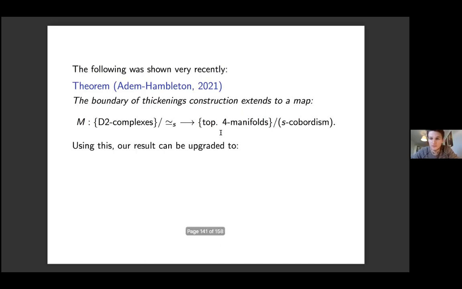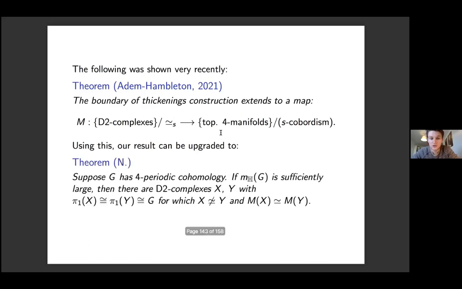And using this, you can basically upgrade this result I just mentioned to the following. Namely, if M of H is sufficiently large, then there are always D2 complexes X and Y which are not homotopy equivalent, but for which the corresponding topological 4-manifolds are homotopy equivalent.